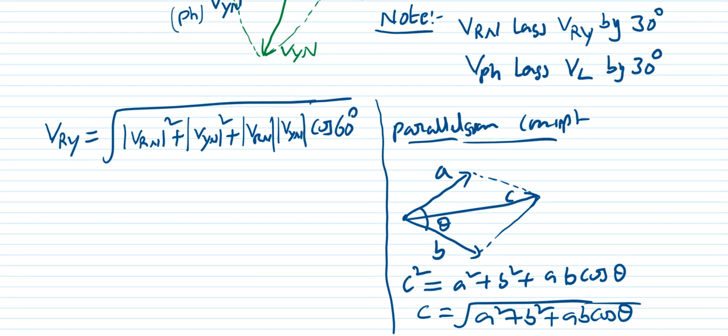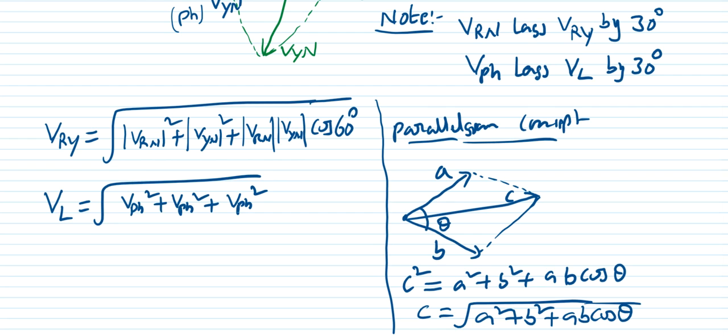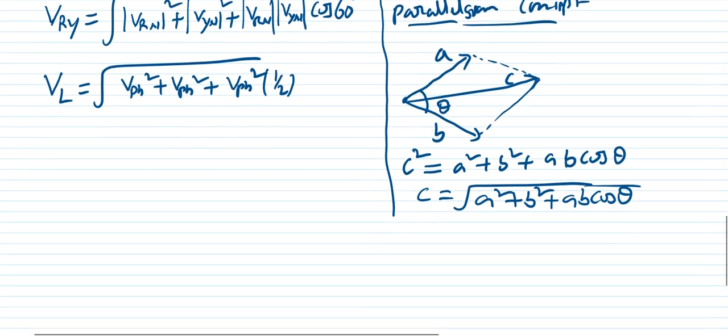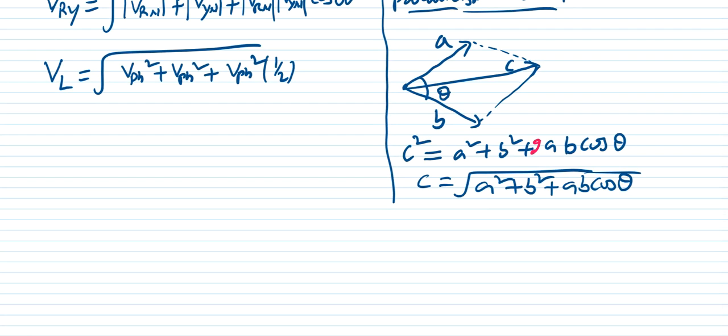VRY is nothing but a line voltage, isn't it? And VRN is a phase voltage, so this is phase voltage square, this is also phase voltage square, plus the phase voltage square times cos theta, and cos 60 is 1 by 2. I think there is a small mistake in this formula: it should be 2ab cos theta, 2ab cos theta.